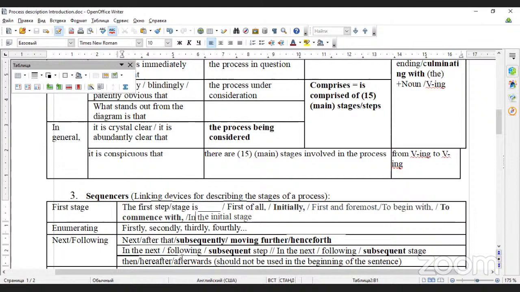However, it's not a very good idea to describe every stage separately and say next, something is done. After that, something is done. Subsequently, something else is done. Because then your sentences will be simple. It's better to combine two or even three stages together and form complex sentences, which we'll describe in a minute.